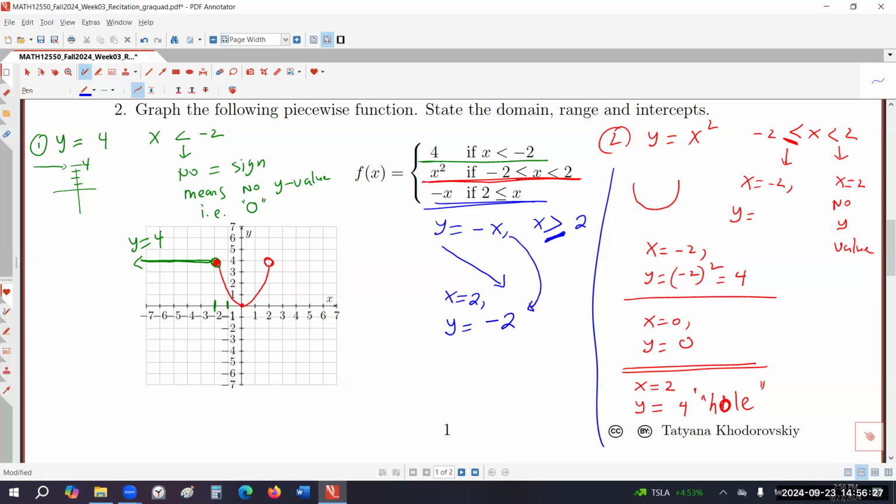Negative 2, because our y is negative of the x. Okay, so we found one point. When x is 2, y is negative 2 here. And it's a closed one.